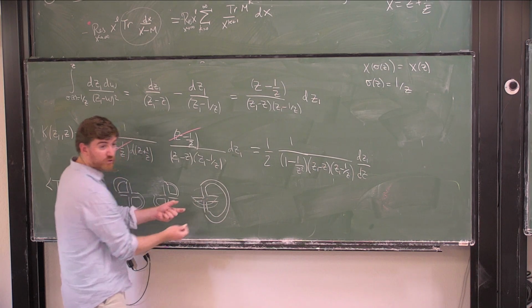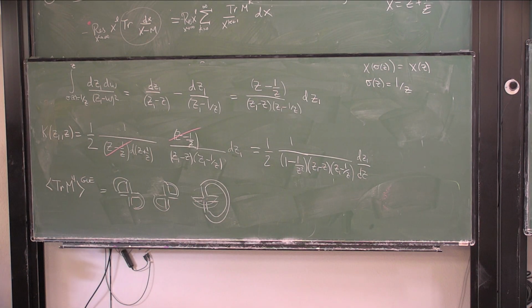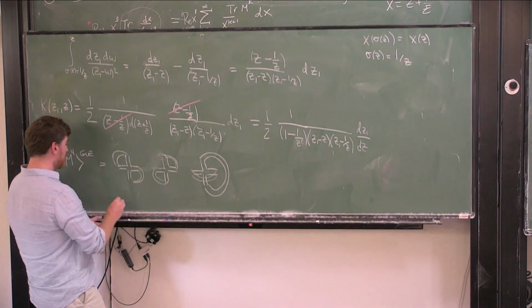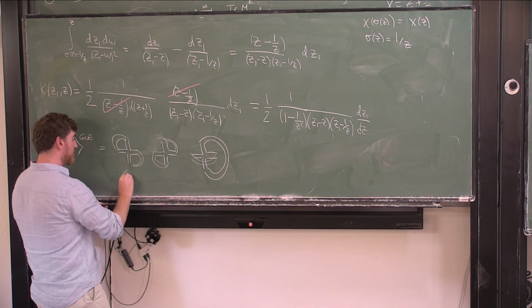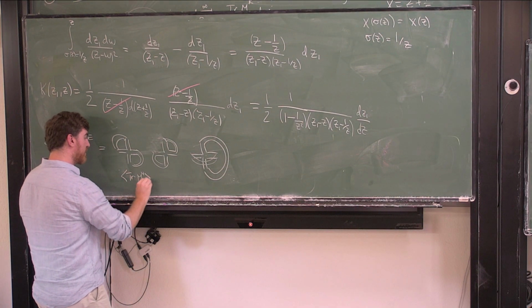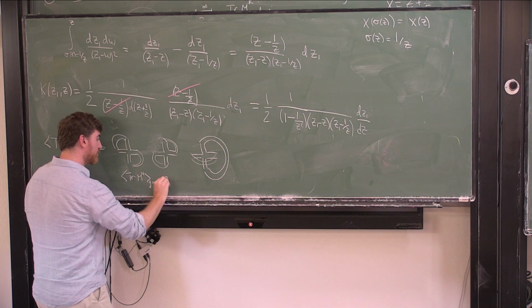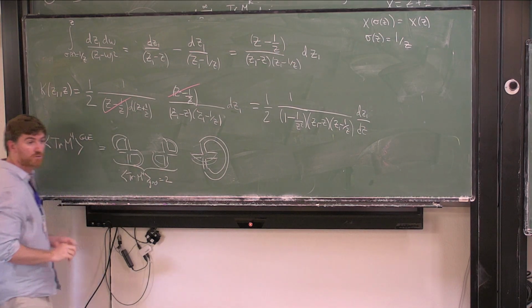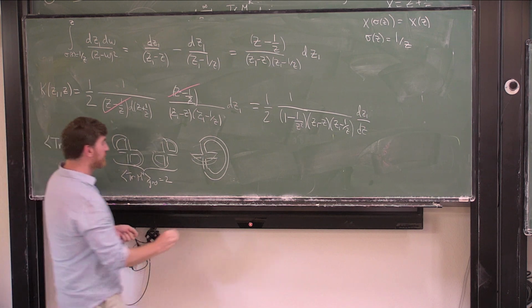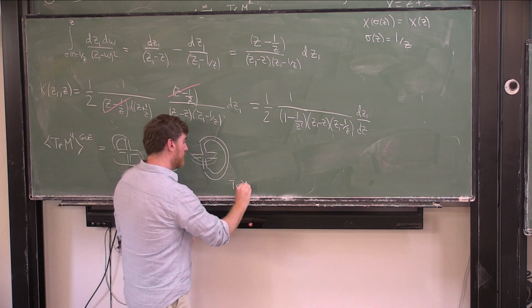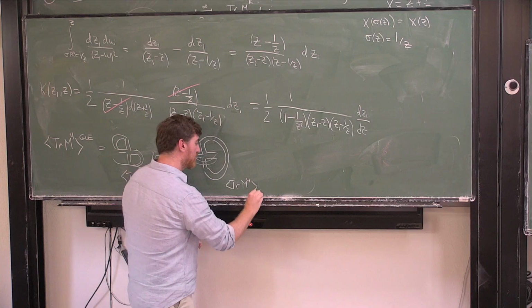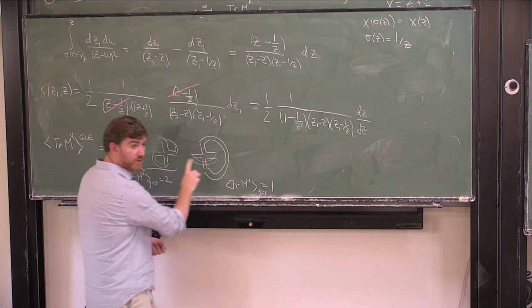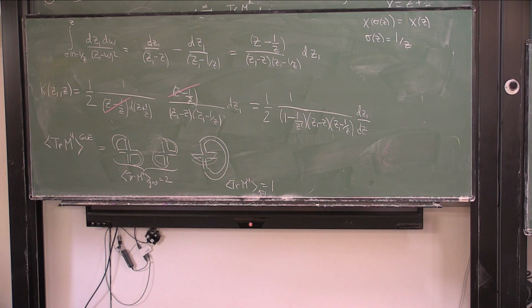So we said this you would have to draw on a torus, right? So this told us that trace M to the 4 at genus 0 was equal to 2. That's what these 2 diagrams were doing. And trace M to the 4 at genus 1 was just equal to 1. There was just that single non-planar diagram there. This was from yesterday.